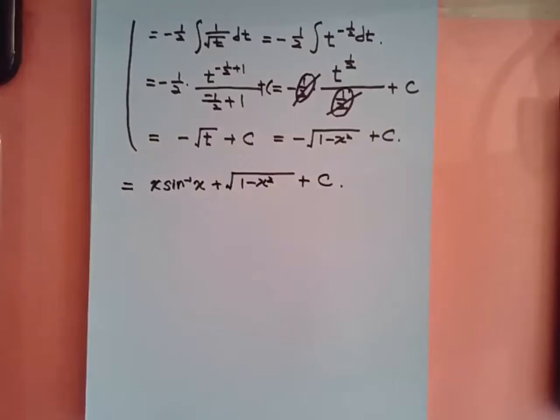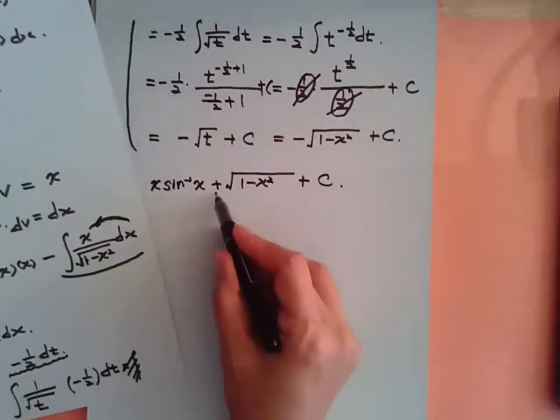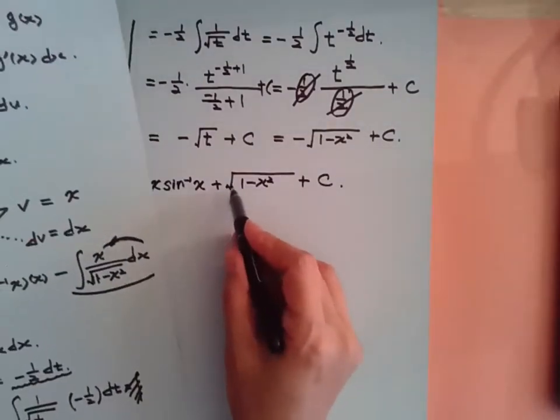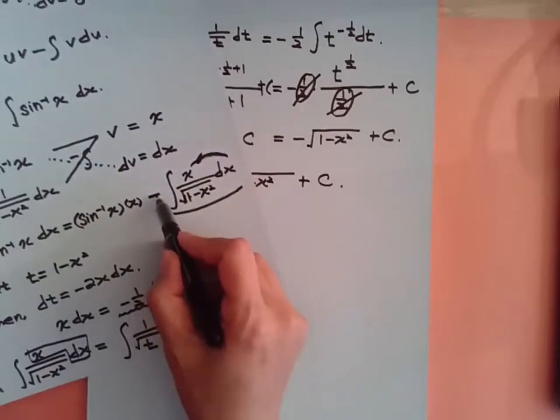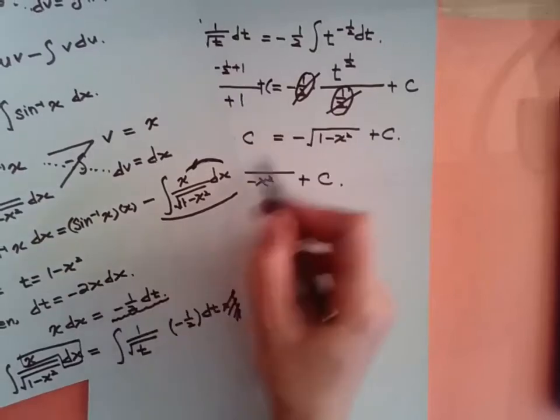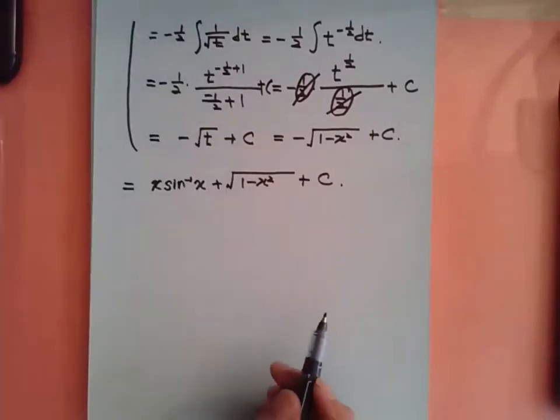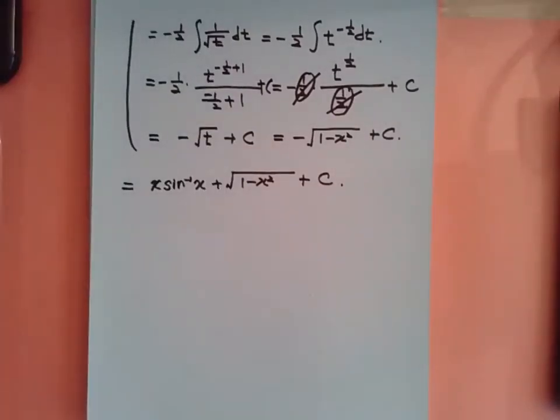You may ask me why that becomes plus square root of 1 minus x squared. That is because minus and minus will make plus. Any question?